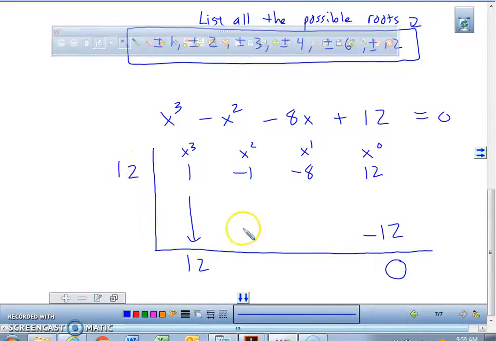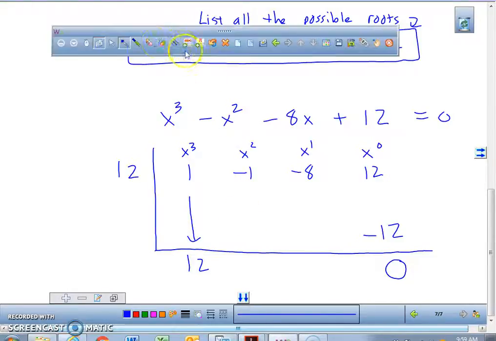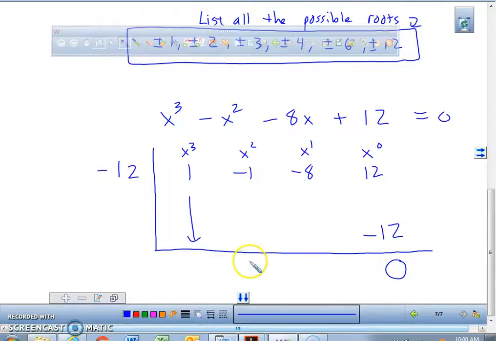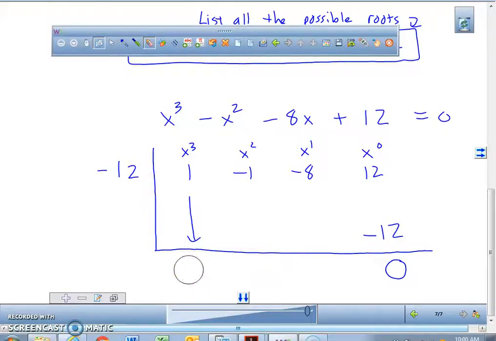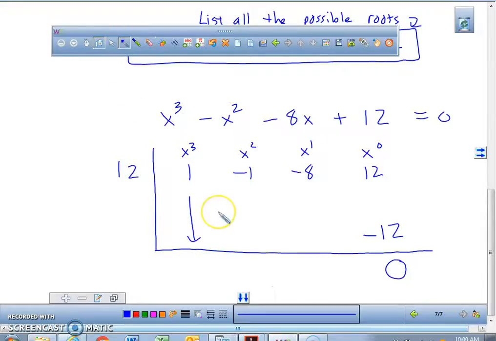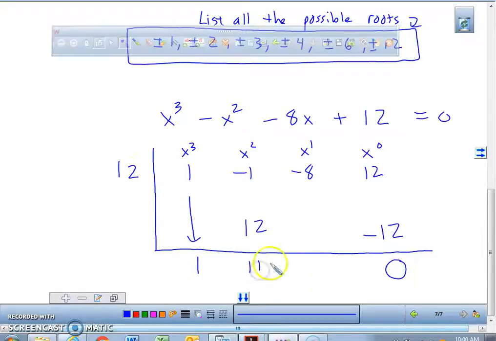Oh, sorry, hold on. I messed up here. Or try negative 12. We'll try negative. Bring down a 1, that gets me a negative 12. You see how that's not going to work. Try positive 12. Okay, now we'll try positive 12, but that's it. Bring down the 1, 12, that's negative 11, that's going to get me 132, we're way out of the ballpark.